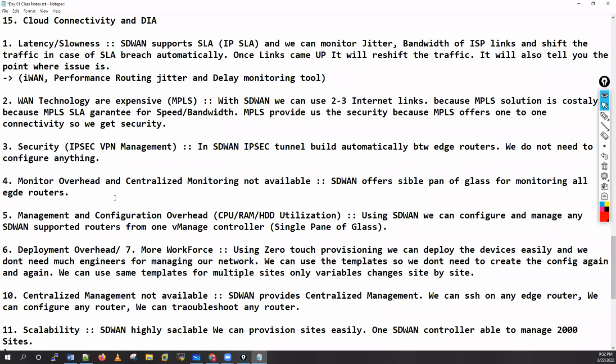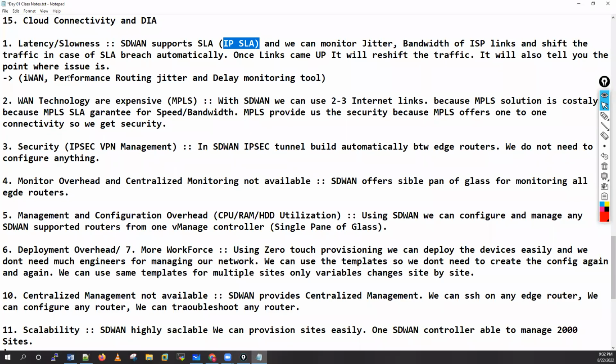What we use the SD-WAN. So your latency and slowness, SD-WAN supports SLA, and we can monitor jitter and bandwidth of the ISP link and shift the traffic in case of SLA breach, and this traffic shift happens automatically. Once a link comes up, it will receive the traffic automatically, or when this SLA is met again, your traffic shifts happen automatically.